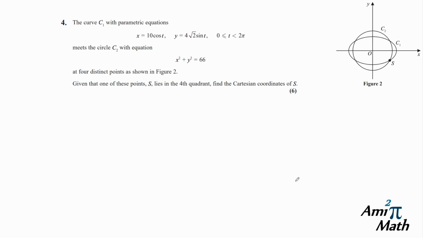Okay, the curve C1 with parametric equations x equals 10 cos t and y equals 4 root 2 sine t, meets the circle C2 with the equation x squared plus y squared equals 66 at 4 distinct points as shown in figure 2. Given that one of these points, S, lies in the fourth quadrant, find the Cartesian coordinates of S. So S is in the fourth quadrant.